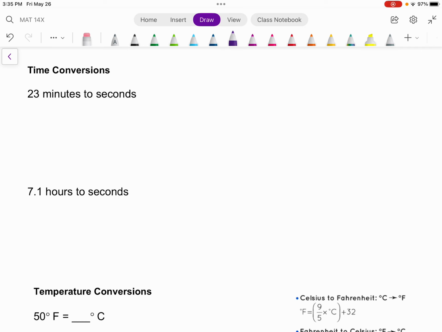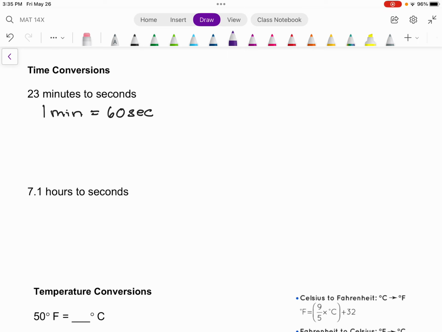So here we're going from minutes to seconds. And I know that 1 minute equals 60 seconds. Hopefully that's generally a relationship that we're all familiar with.